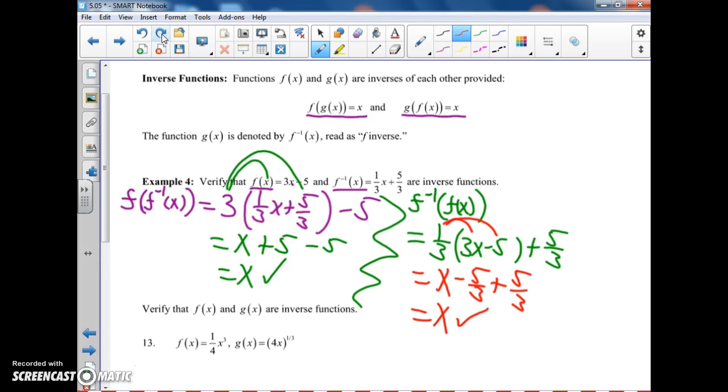So that checks out. If this one equals x and this one equals x, then you can declare they are the inverses. And you would write down something like this: they are inverses. Something like that. That's it. You've done the problem.